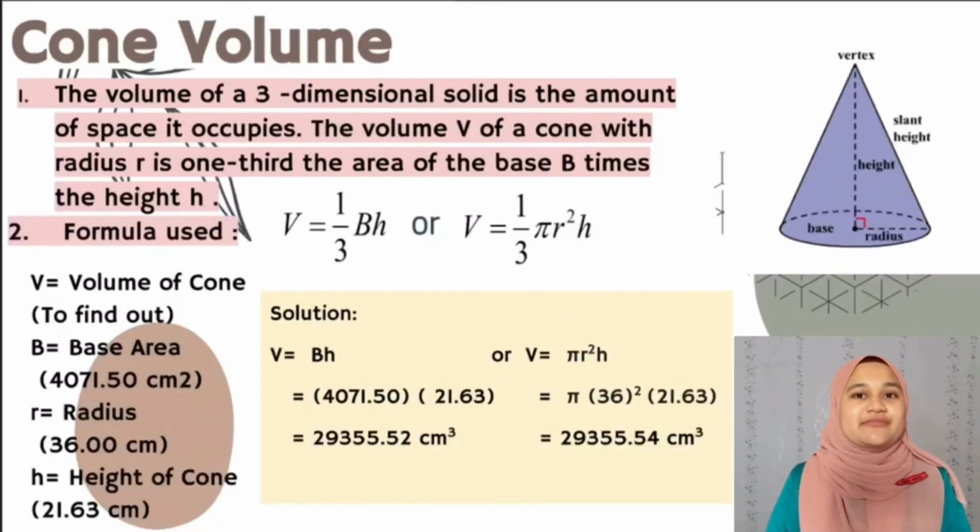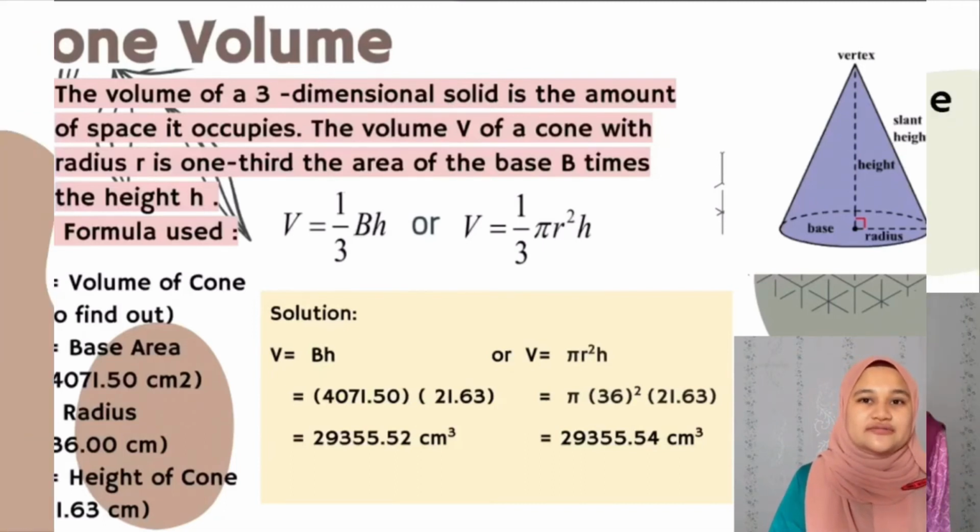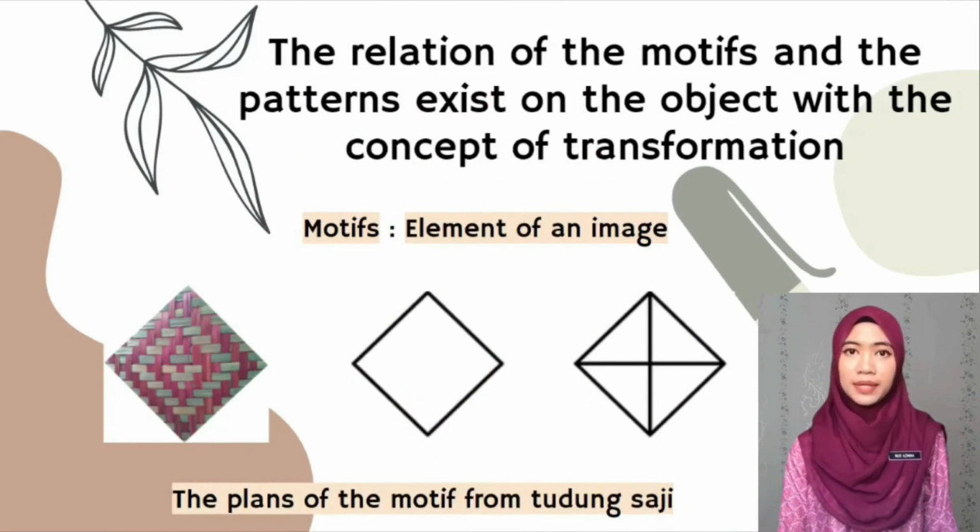The volume of a three-dimensional solid is the amount of space it occupies. To get the space occupied by Tudung Saji Mengkuang, we use the formula V equal to BH, where B is the base area and H is the slant height. The base area is 4071.50 cm square multiplied with the 21.63 cm of slant height. We got the total volume of the cone is 29355 cm cube, which is the amount of space occupied by Tudung Saji Mengkuang.